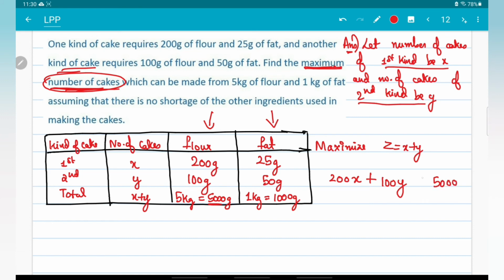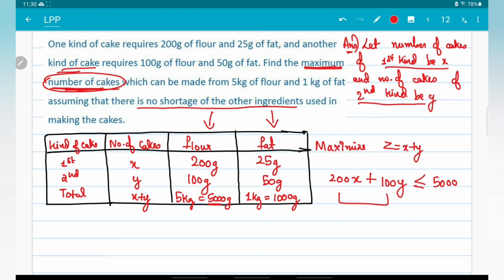Now that is 5000. Now here comes the main question, whether I have to put the less than or equal to symbol or the greater than or equal to symbol. One thing which is important over here is that in the question they gave us that there is no shortage of ingredients. So the total flour which is given to us is 5000 grams, and there will be no shortage of those 5000 grams of flour, which means that the 5000 grams is present in excess, that is, it is present more than our requirement.